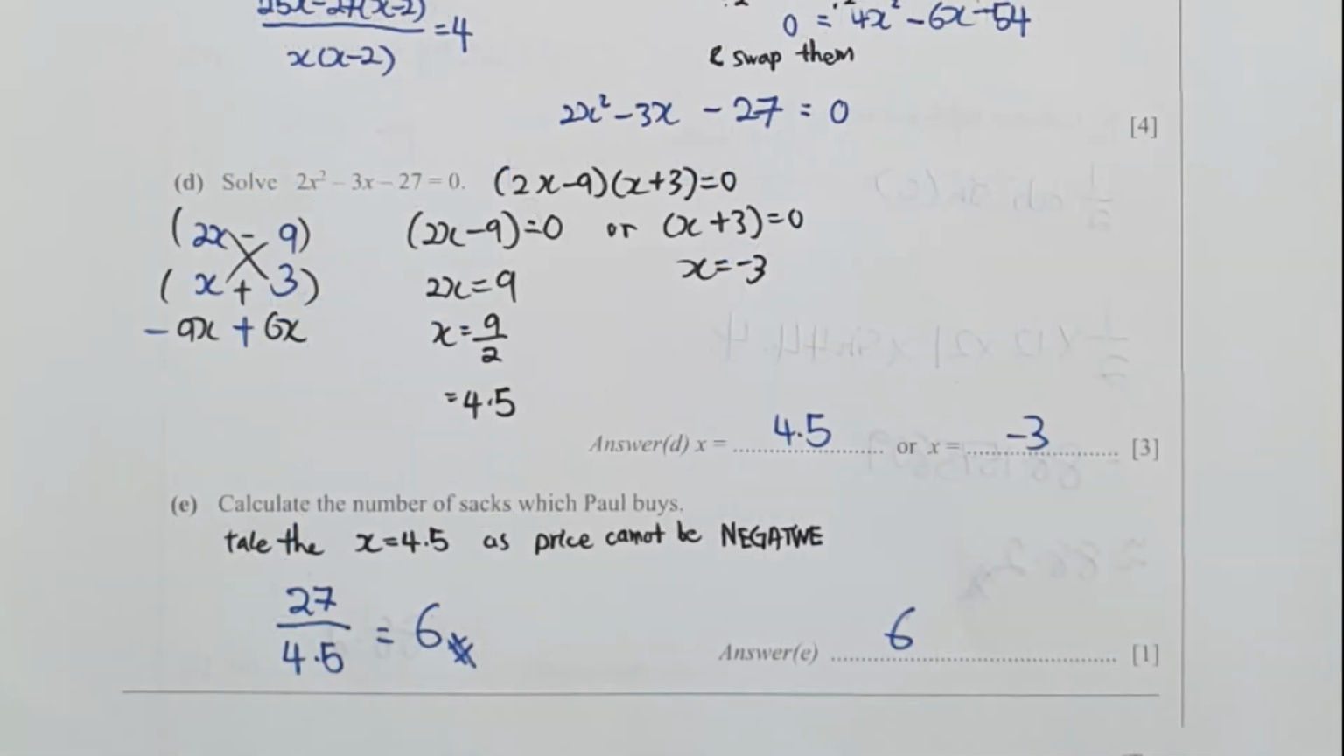For the last part, calculate the number of sacks which Paul bought. It's actually 4.5, because negative 3 is not acceptable. So 27 divided by 4.5 equals 6.